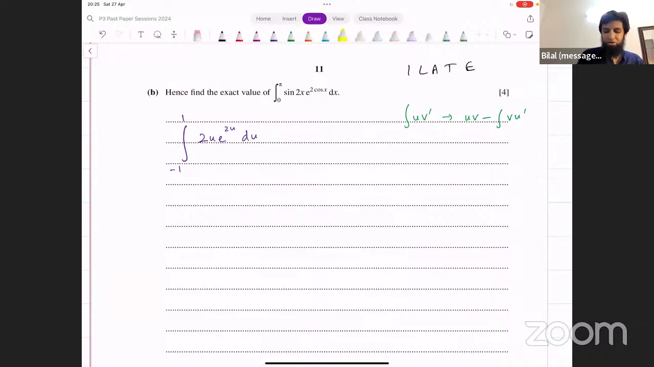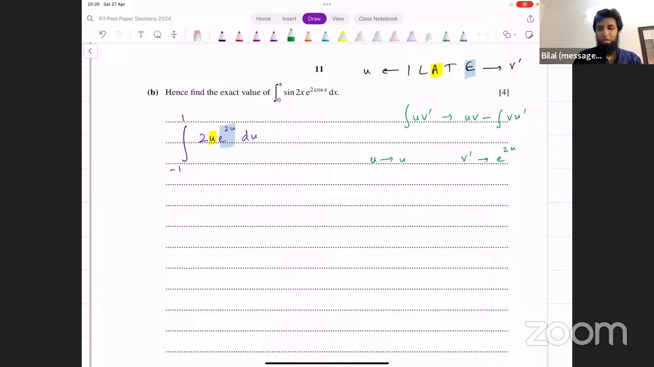We've got an algebraic function, that's u, and we've got an exponential function, that is e. Whatever is on the left side, we take that as u. Whatever is on the right side, we take that as v dash. Now, in ILATE, algebraic is on the left side, so we take that as u. So basically, u is going to be taken as u. And what about v dash? V dash is going to be e power 2u.